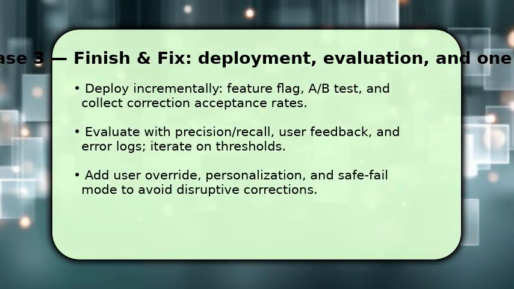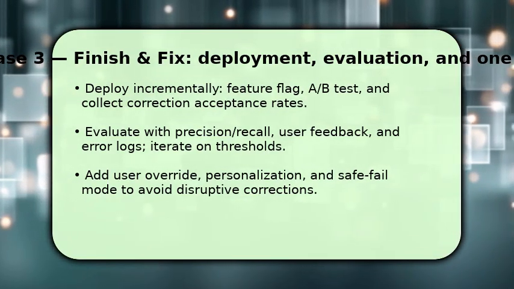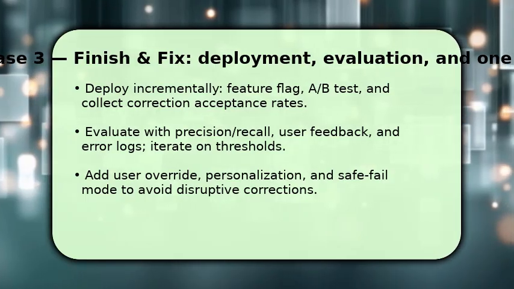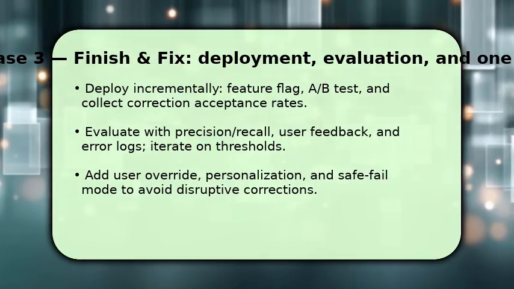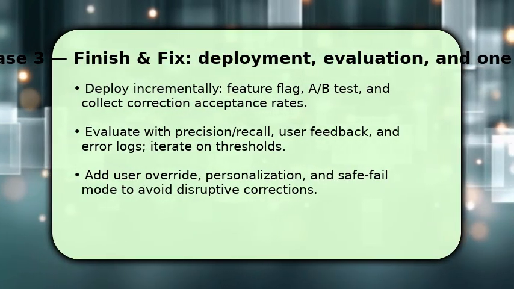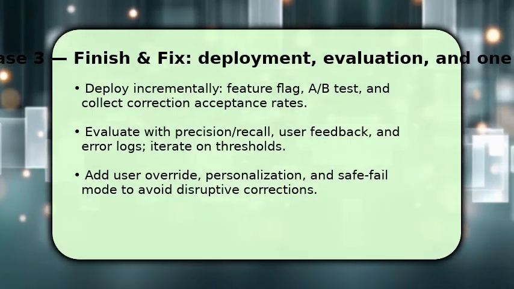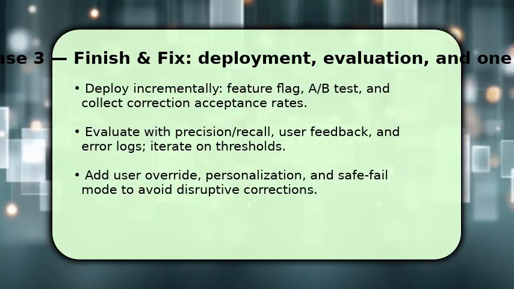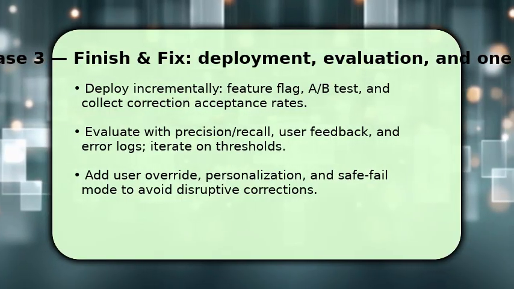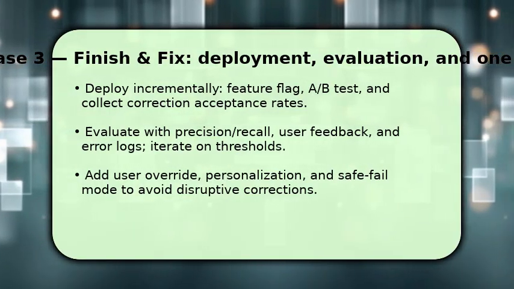Evaluate with precision and recall metrics, and iterate thresholds based on logs and user feedback. Make sure to add personalization and an easy override so users correct the autocorrect, not the other way around. If problems persist, lower correction aggressiveness and enable safe fail mode, so suggestions appear but never auto-replace without clear confidence.